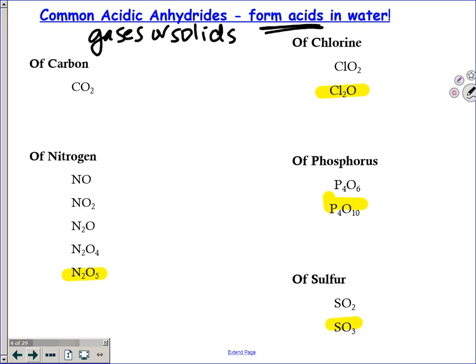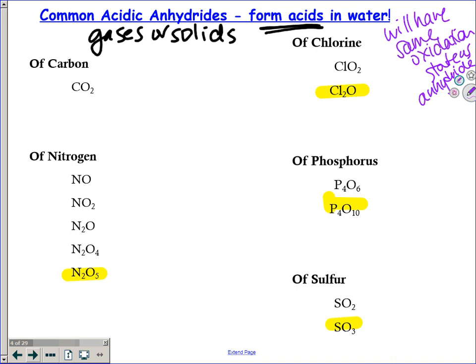So I can sit here and say, okay, take this out of water, take this out of water, take this out of water, and we could do it. But we'd have to predict the acid that it would form. And here's your cheat sheet here. The acid that they form will have the same oxidation state as the anhydride.